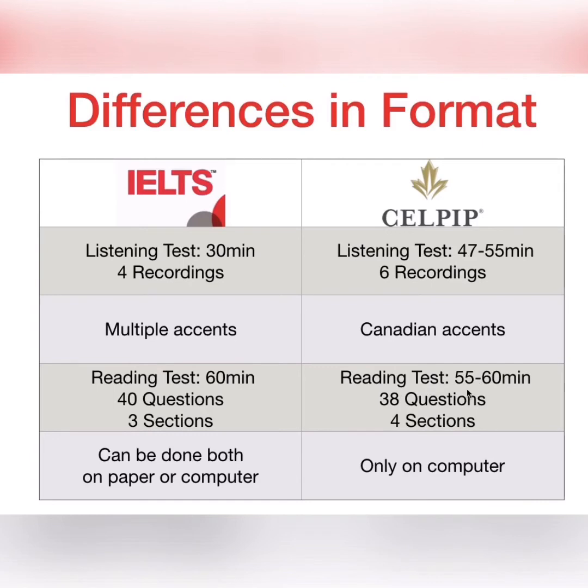The reading test on the CELPIP is about the same duration, about 55 to 60 minutes. There are 38 questions and 4 sections. Now, in terms of format, the IELTS can be done both on paper or computer, and the CELPIP can only be done on a computer.